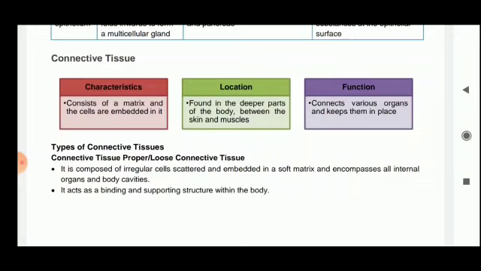So let's move on to its types. First we will see proper or loose connective tissue. It is composed of irregular cells scattered and embedded in a soft matrix and encompasses all internal organs and body cavities.